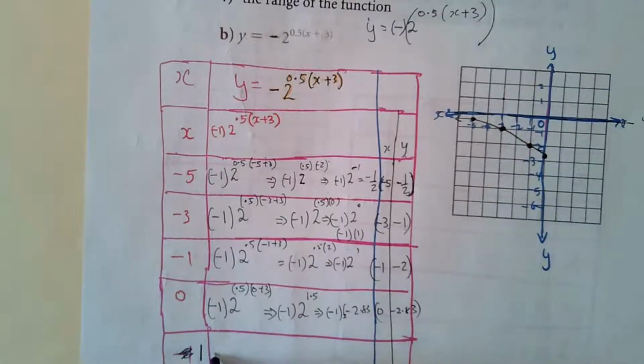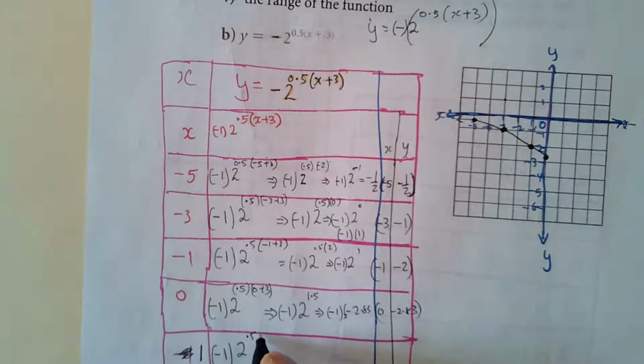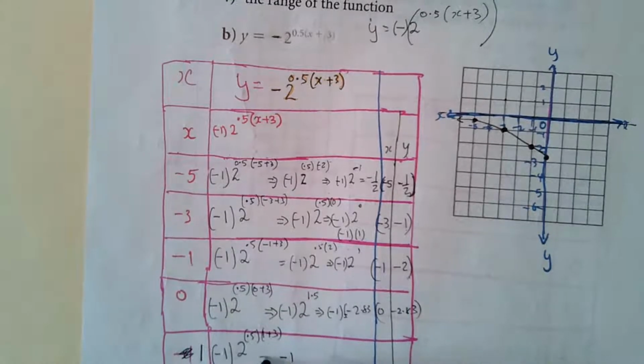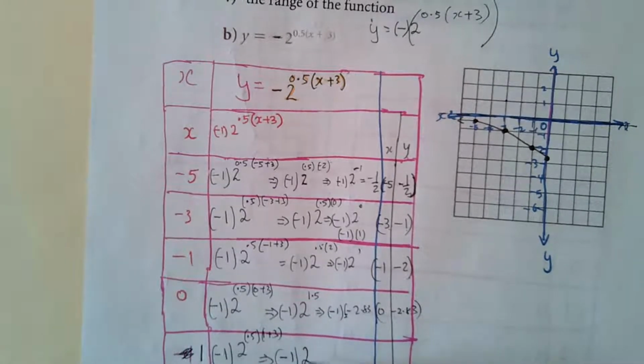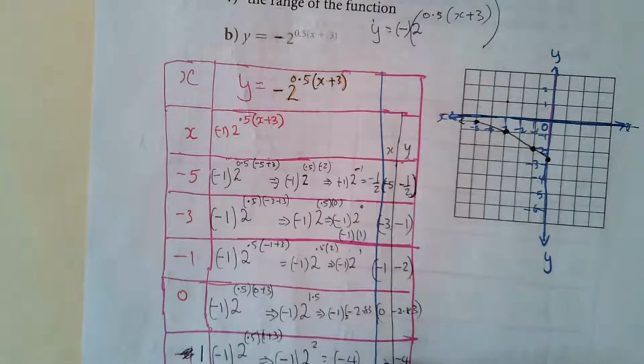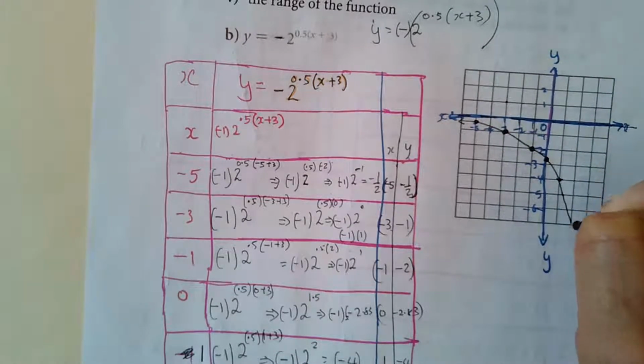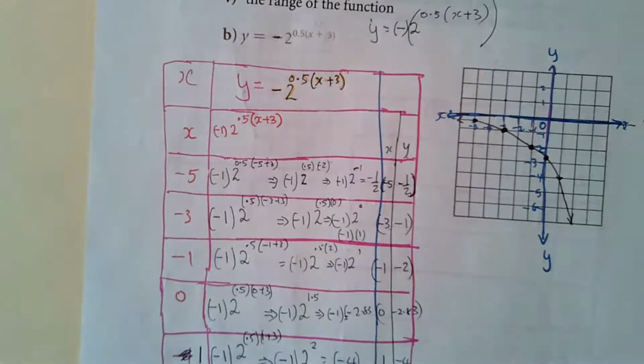Let's look at one final point. We have x equals 1. We have 1 plus 3, which is 4. So we have -1 times 2 to the 4, and 2 to the 4 will give us 16. So this is 1, -16. This graph will continue. And there's our sketch.